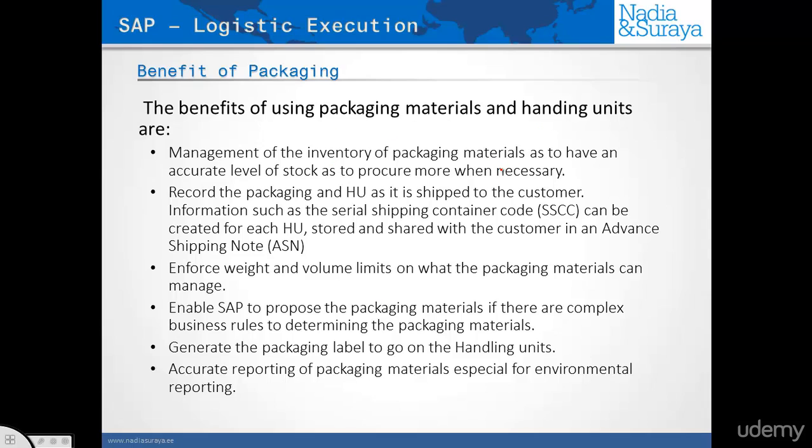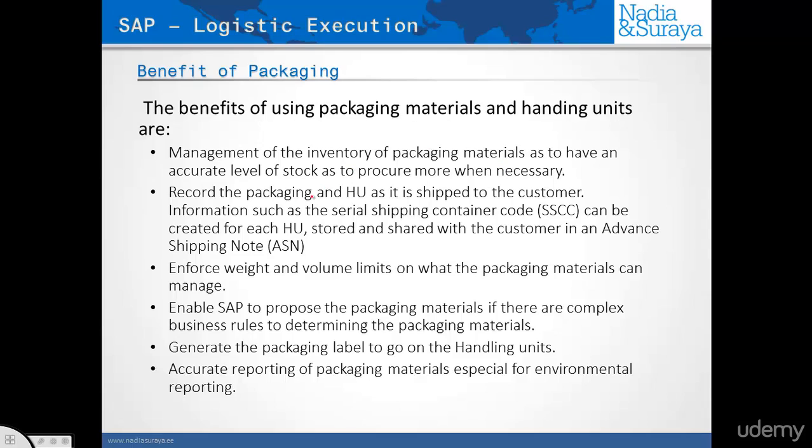So packaging materials, as you know, could be another material in the inventory. You can buy it, you can have a purchase order, you can have an inventory level, and as you consume the packing material, you can go down. So it allows you to easily track the packaging material that you have in your warehouse, and when it's almost finished, you know that it's time to order some more.